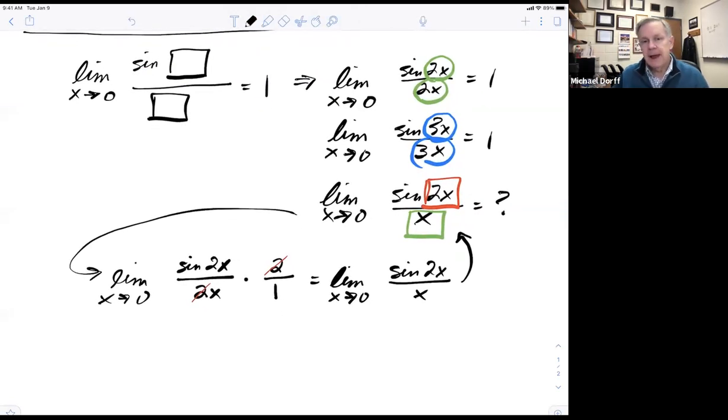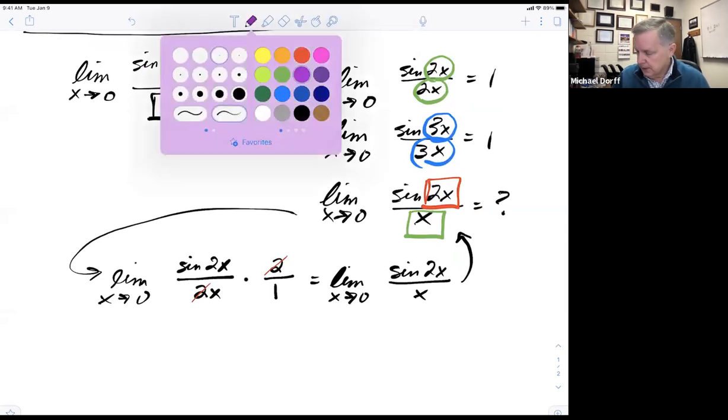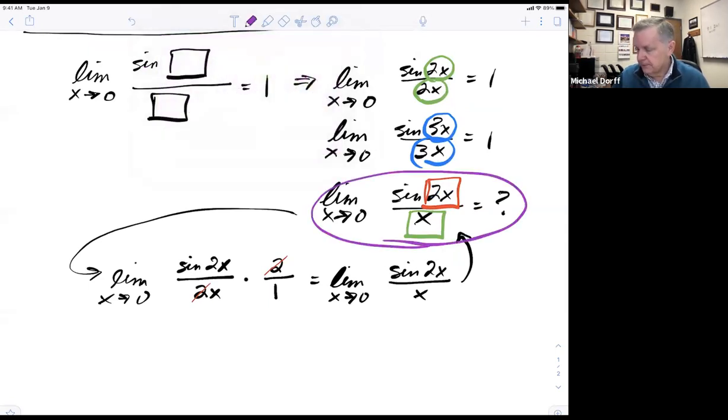All right, so that's how we can manipulate this in a case like this one, where whatever's after the sine doesn't match what's in the denominator, by multiplying terms in there to make them equal.